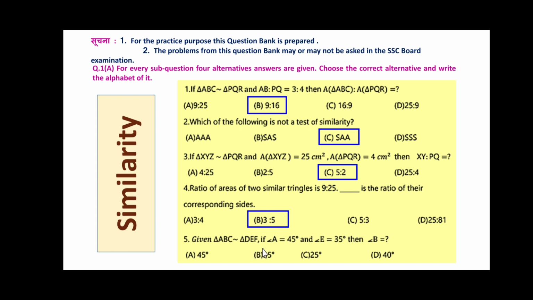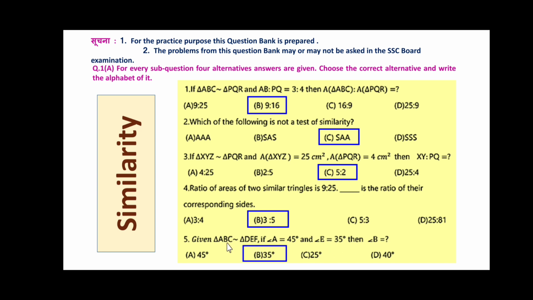Given triangle ABC is similar to triangle DEF, if angle A is equal to 45 and angle E is equal to 35, then you have to find angle B. What is the measurement of angle B? Friends, if the triangles are similar, we know that the corresponding sides are in proportion and the corresponding angles are congruent. So here the answer we get is 35. Angle E is congruent with B.